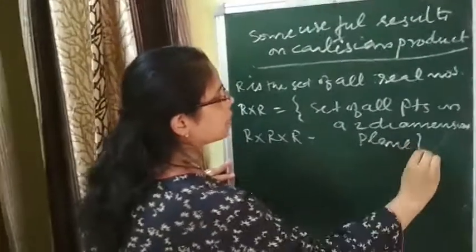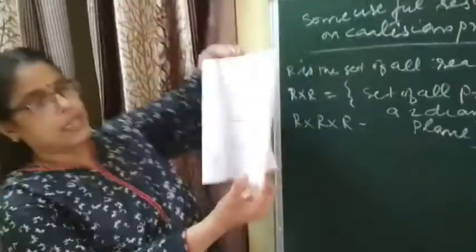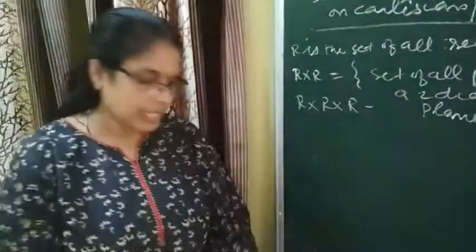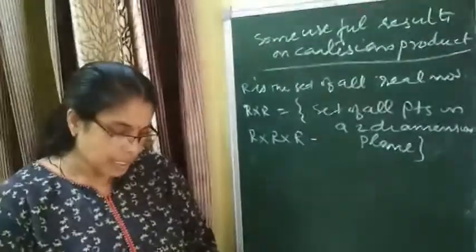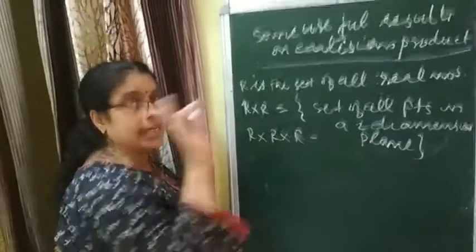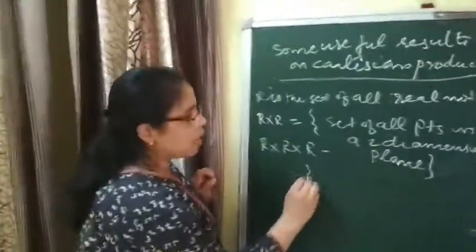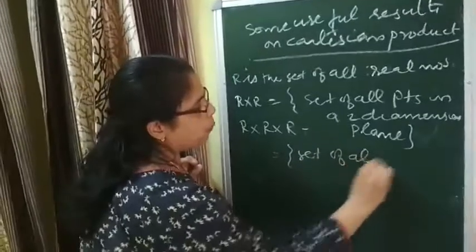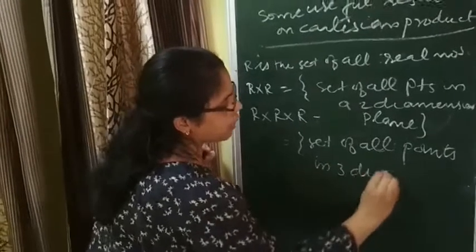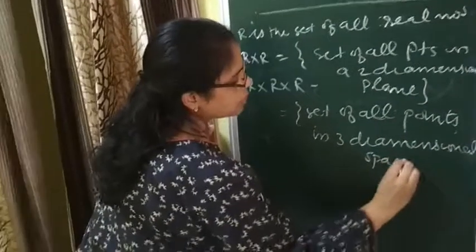Plane means how many dimensions? Suppose that I am taking this page. This page is a two-dimensional figure, and the page has length and breadth. If I am taking this book, it is three-dimensional: length, breadth and height. That is why R into R represents the set of all elements in a two-dimensional plane, but for R into R into R, three dimensions are there. If there are three dimensions, that is called space. R into R into R represents the set of all points in three-dimensional space, or simply space.